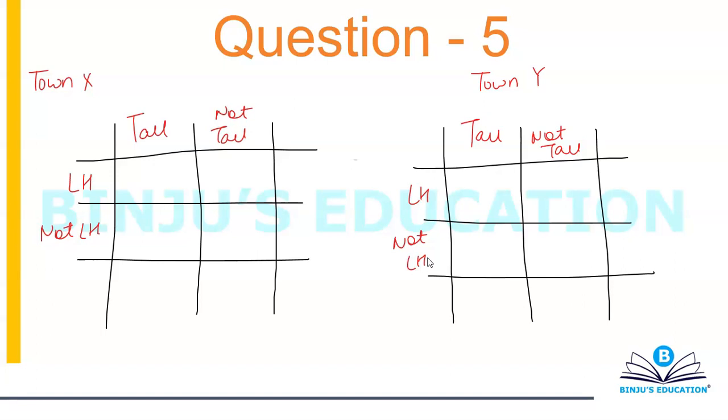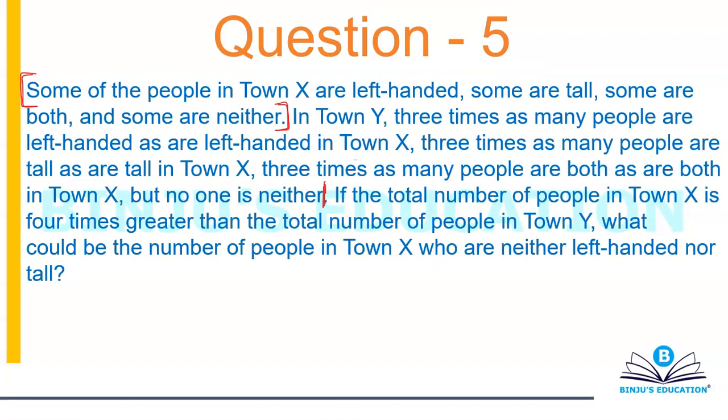Now I just have to plug in the information. But before I do that, I'll be reading the complete question. If the total number of people in town X is 4 times greater than the total number of people in town Y, what could be the number of people in town X who are neither left-handed nor tall? They'll be giving you a couple of options, and you need to pick one. I prefer not to give options because it's more about the logic which you need to know, and less about the answers that you'll be fetching. So let's start with plugging in the information.